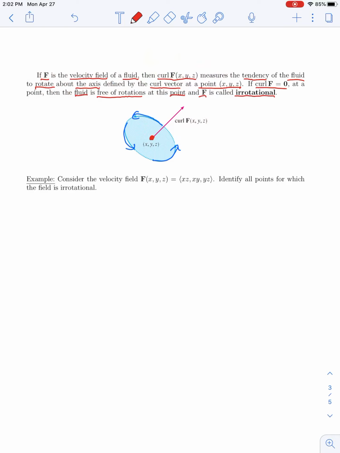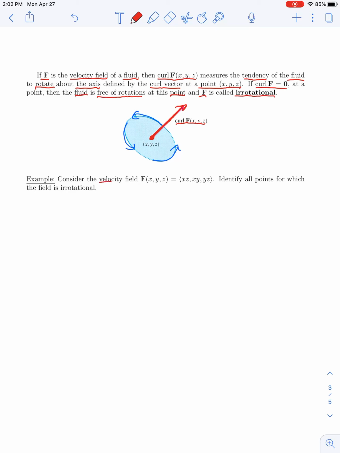So here our curl vector at a point defines some vector in space given by curl of f of x, y, and z. And this curl gives a measure of the tendency of our fluid to rotate about that axis. So in fluid dynamics, we can use this curl vector to determine where we might have whirlpools within our fluid body. So let's look at an example working with the curl again.